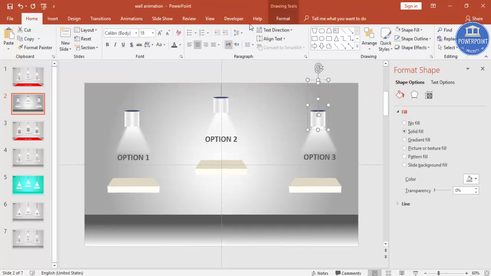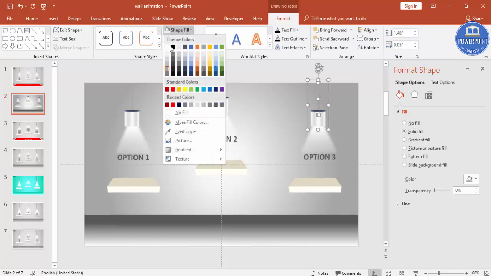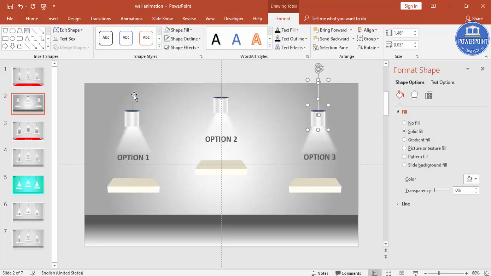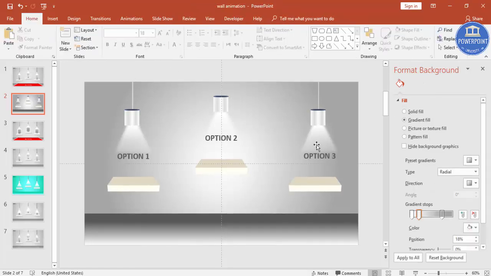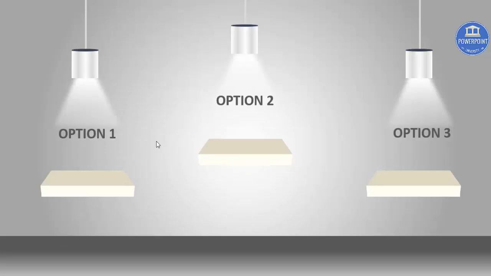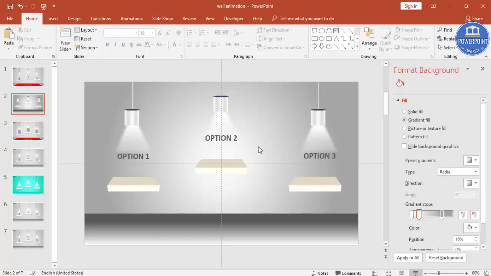Then just change the color which is not visible. You can just go to format and just give some light color so that it is more visible now. Otherwise, it is blending with the background. So just make it more transparent color. You can see here this option 1, 2 and 3.